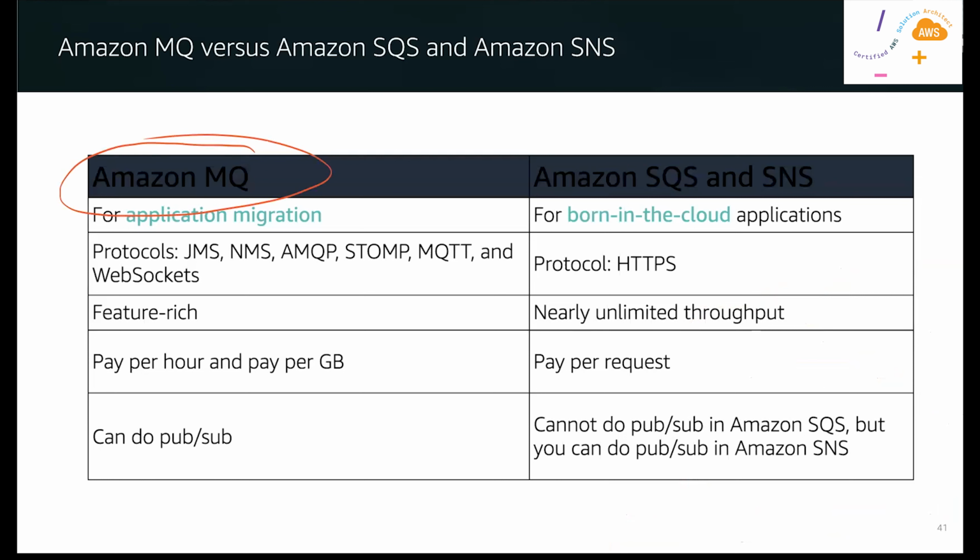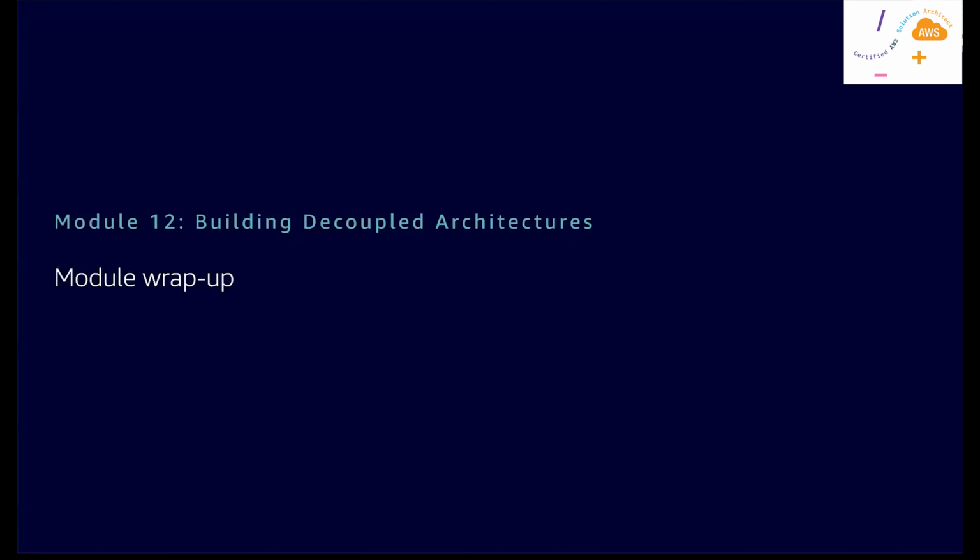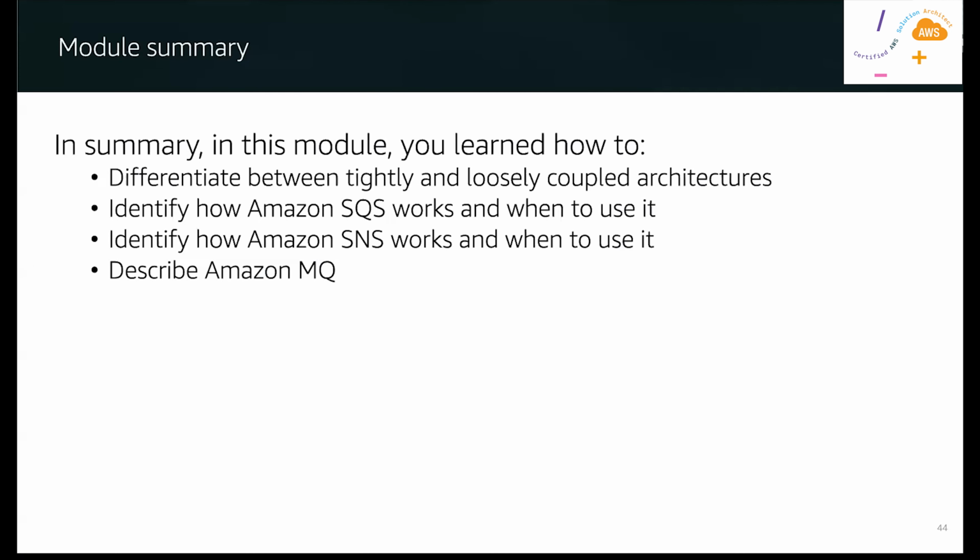So by this, we finish module 12, which is building decoupled architecture. And I advise you to keep in mind that in this module, we need to understand those three services. Most likely, you will get an exam question about SQS and SNS. We have differentiated between tightly coupled and loosely coupled components. Remember, loosely coupled architectures are preferred. Identify how Amazon SQS can be employed to decouple your infrastructure, and also how you can employ Amazon SNS, and you can also use Amazon MQ to link your on-premises data center with a cloud infrastructure.